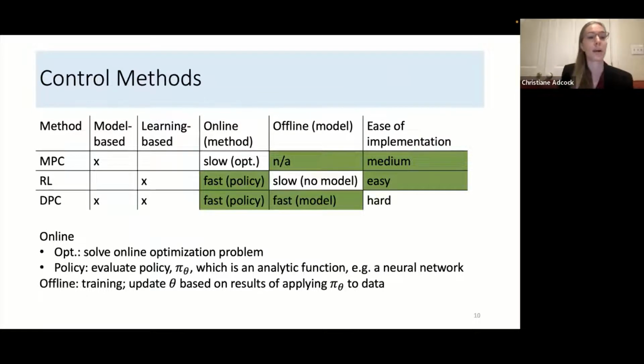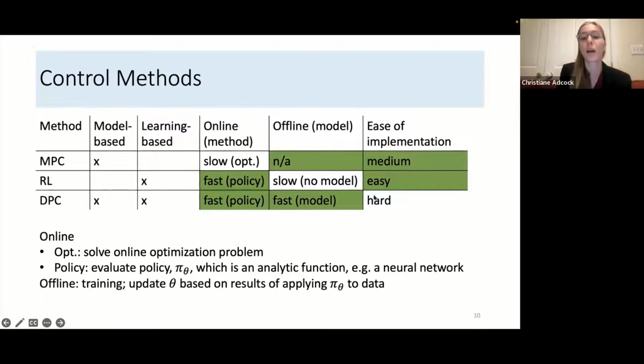So to summarize these different control methods, model predictive control is a model-based learning-free approach. It solves an optimization problem online, which can be very slow. There's no offline stage. Reinforcement learning, talking about the model-free version here, is a learning-based method. Online, it's very fast because you just have to evaluate a policy, but offline it can be slow because you're trying to train your policy with no model or no information about what that policy should be. And then DPC, differentiable predictive control, is this hybrid of model-based and learning-based, where in the ideal case, online, it's fast because you're evaluating a policy, and offline, it's faster than reinforcement learning, for example, because you're starting with a model with some information about your policy.